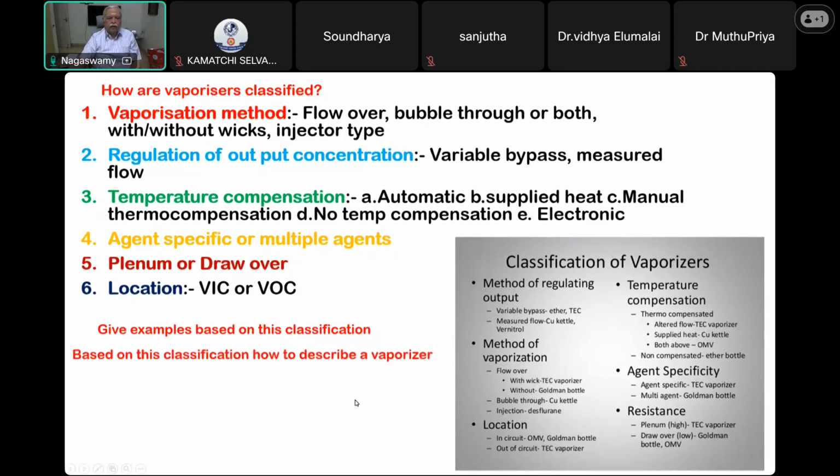And how to describe them: based on this classification, if a vaporizer is given, you should describe it as concentration calibrated, plenum type, variable bypass, flow over, with which temperature compensated, out of circuit. All the 6 you must be able to incorporate in your description if a vaporizer is shown to you and you are asked to describe the features. So remember all the points to describe that.